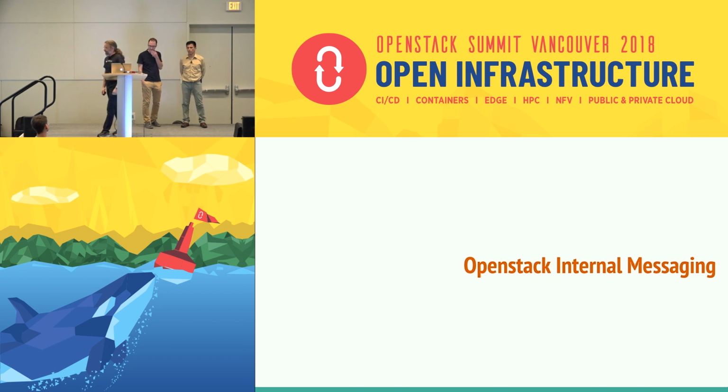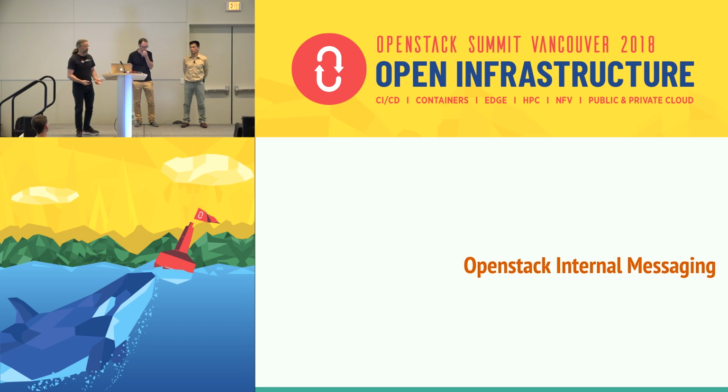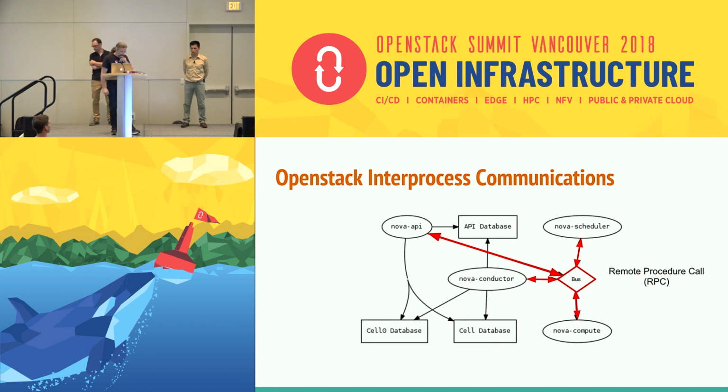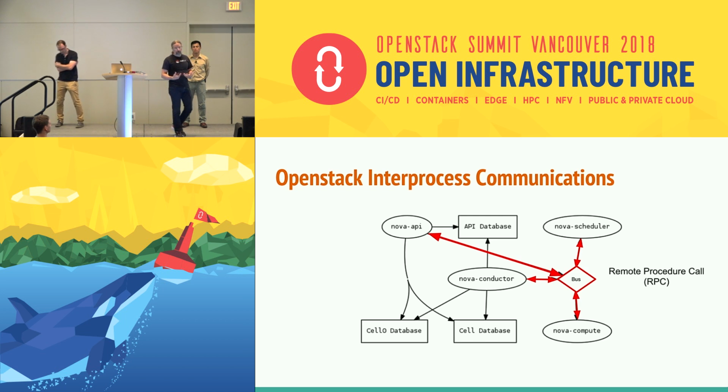I'm going to take a minute and discuss really the concrete aspects of what we're evaluating here. What do we mean by OpenStack internal messaging, right? This is internal messaging, not visible to the user. Take a project like Nova. It's made up of discrete processes that can be distributed throughout the infrastructure, right?